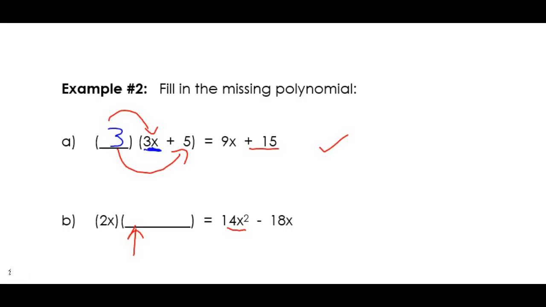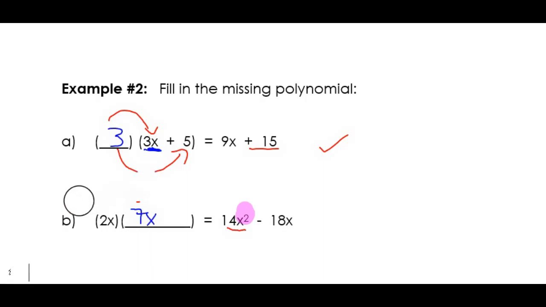Let's start with the number part and break it down. So 2 times a number will give me 14. I know that that number is 7. But now if I stop there, 2x times 7 will simply give me 14x. But I'm looking for 14x squared. So that tells me that I need to add a factor of x in there. Then I can see that an x times an x will give me that x squared value that I'm looking for. Okay, so that's that taken care of.